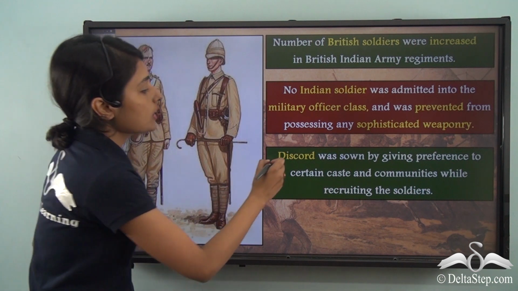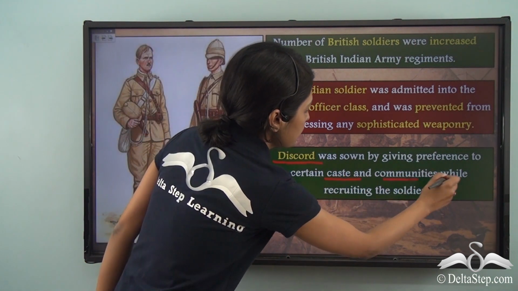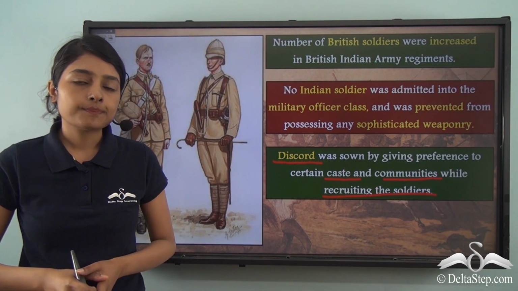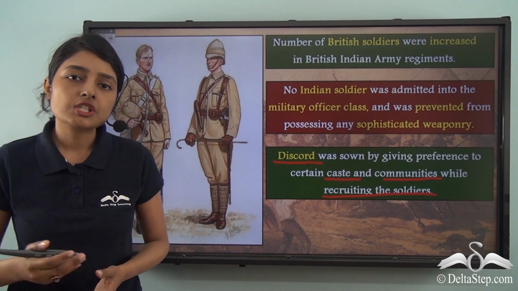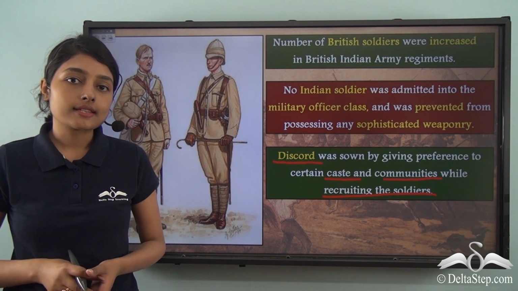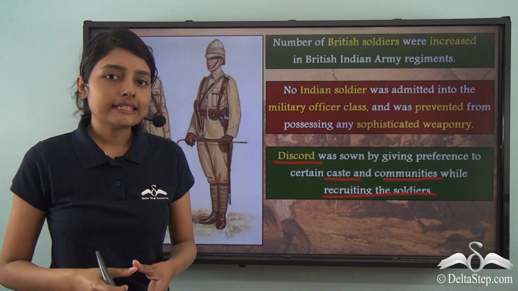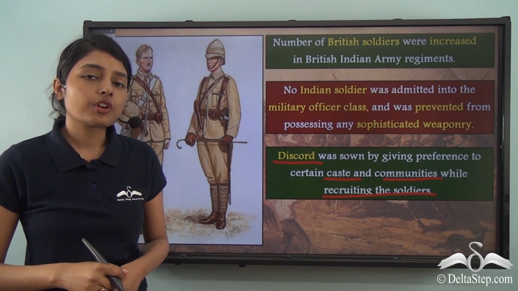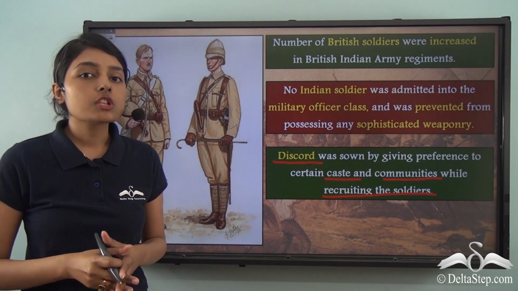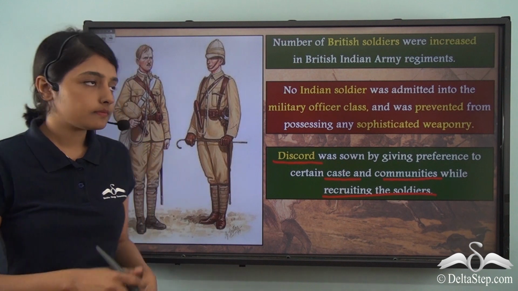Then discord was sown by giving preference to certain castes and communities while recruiting the soldiers. How was this done? Now, when the soldiers were recruited, it were the Sikhs, the Gorkhas, the Jats who were given preferences. And in this way, the British rule was trying to pit these soldiers against each other. They were also trying to break the unity of the Indian soldiers.